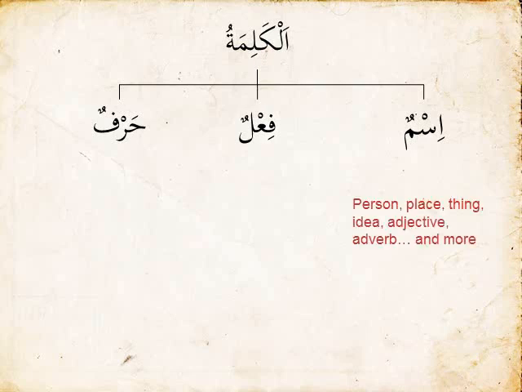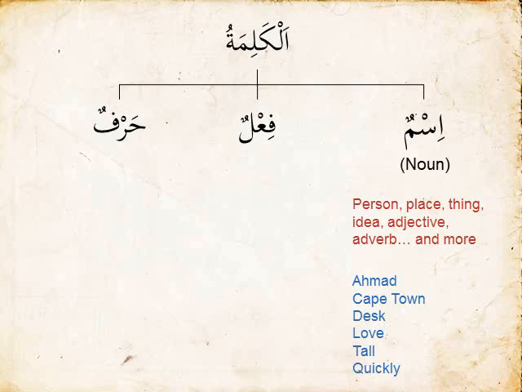So what is ismun? Ismun is person, place, thing, idea, adjective, adverb, and more. For example, we have the word Ahmad, a person, Cape Town, a place, desk, a thing. Those are all ismun. Those are all nouns. The word love, an idea or an abstract noun, is ismun. The word tall, an adjective, is ismun. The word quickly, an adverb, ismun. So ismun is a broad category comprising all of those different words. For convenience, we're going to refer to ismun as noun, but know that it's more than a noun.